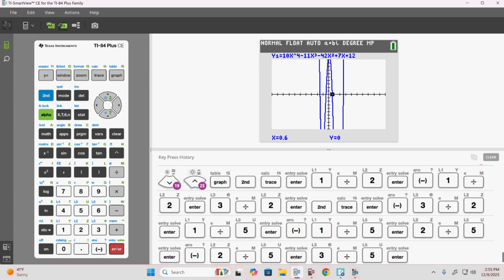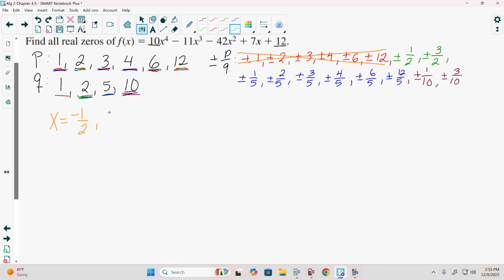Y'all see how we can type these in pretty quickly. Second trace enter each time, but we really just need to do it once, and then we can just start putting those values of x in to check. So the next one is... I will tell you this here, those are the only two values that work. Those are the only two rational solutions we have.